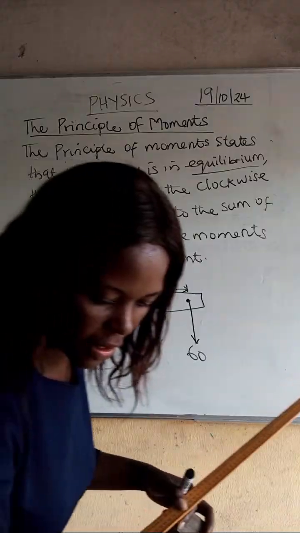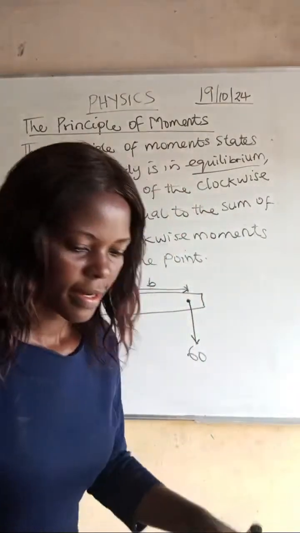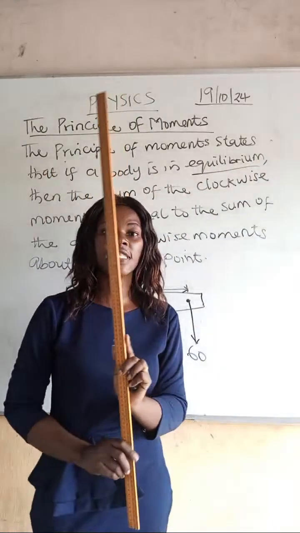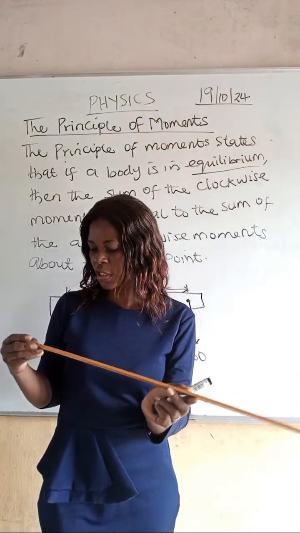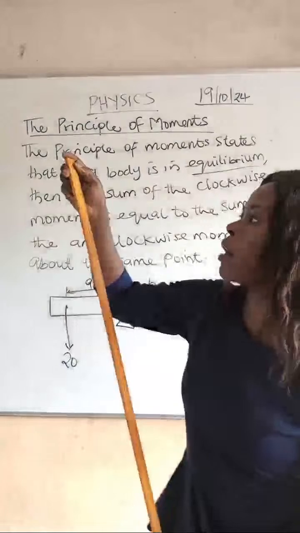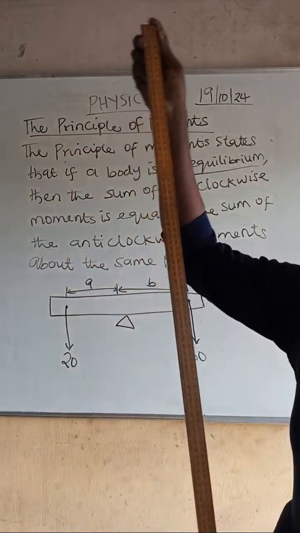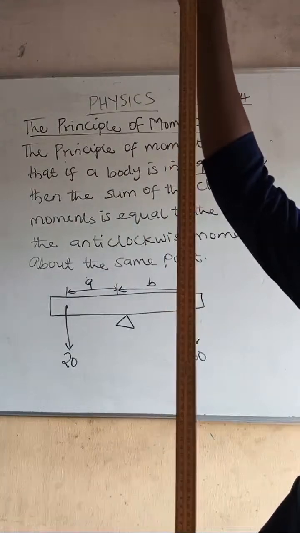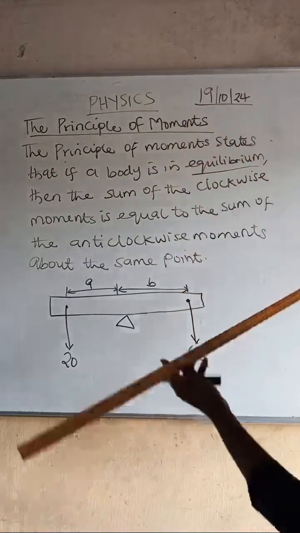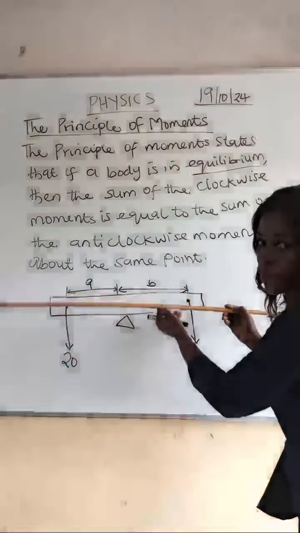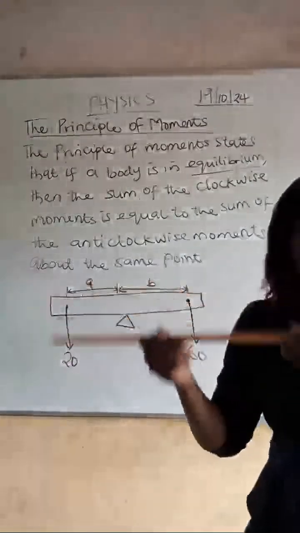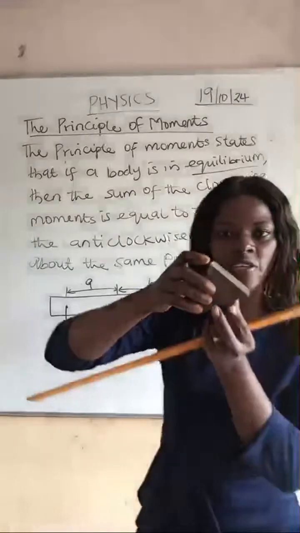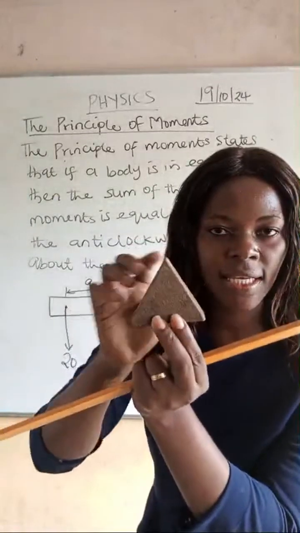Okay, sorry, we are back. Now, this is a meter rule. It ranges from 0, you can see it now, to 100. So let's assume that this is a meter rule. For it to be balanced, we use what we call a knife edge. This is a knife edge. Can you see it?